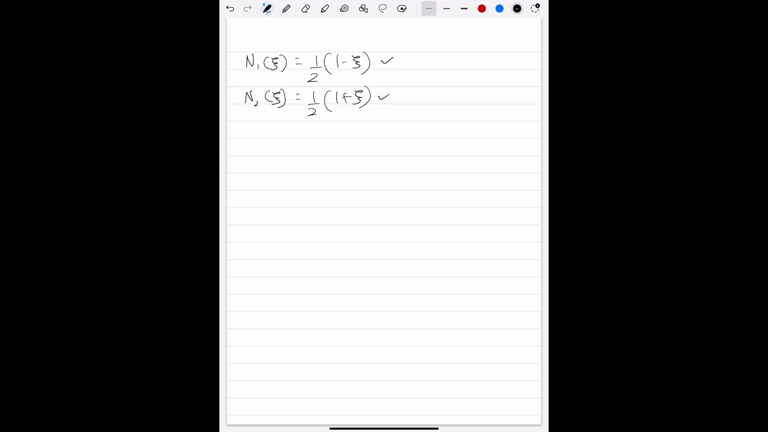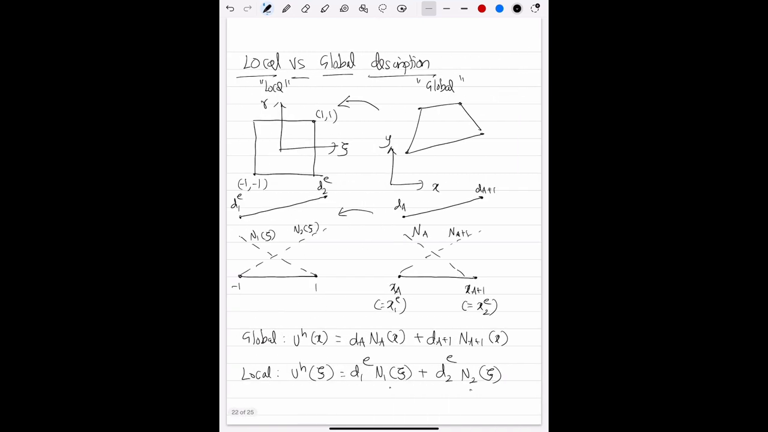Just to verify, let's look at n1 of psi, and you can see that if psi is 1, then this equation is 0, whereas if psi is -1, then this expression is equal to +1, which is exactly what we expected it to be. The last thing that we need to know is how do we get the mapping from x to psi or psi to x?